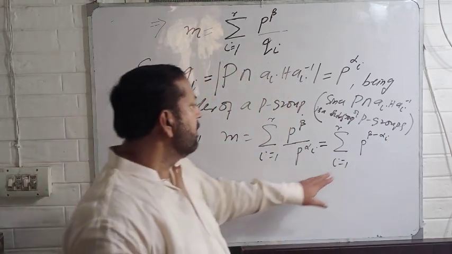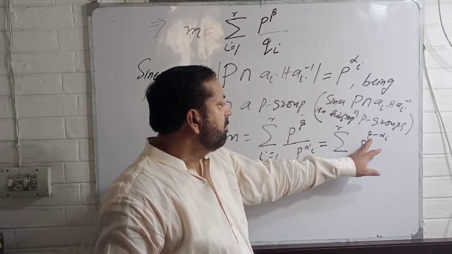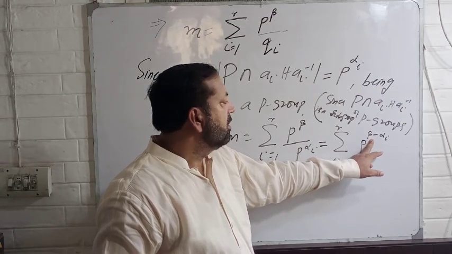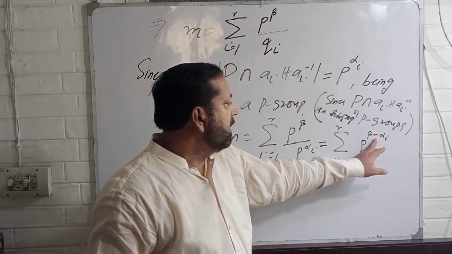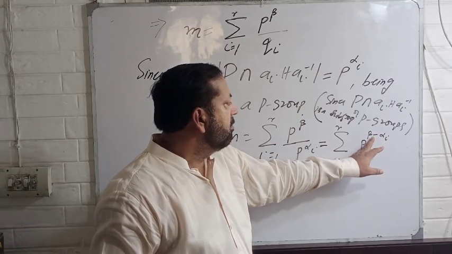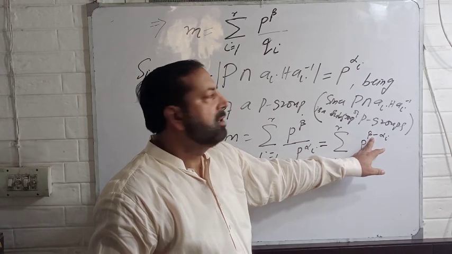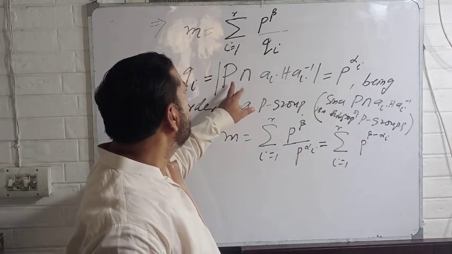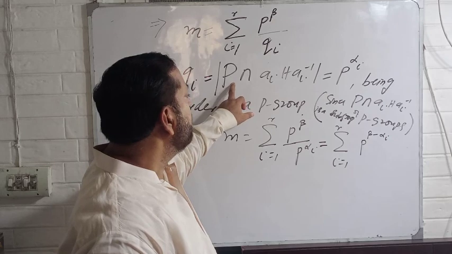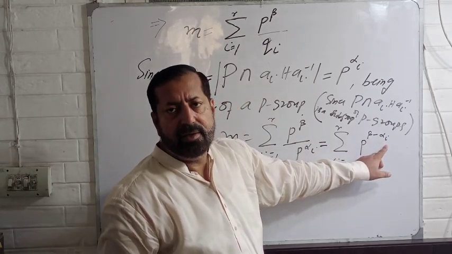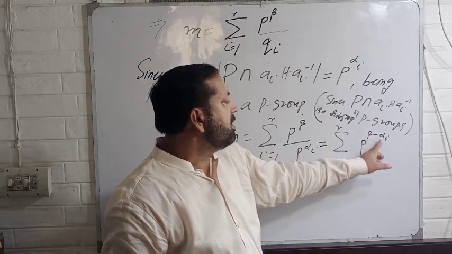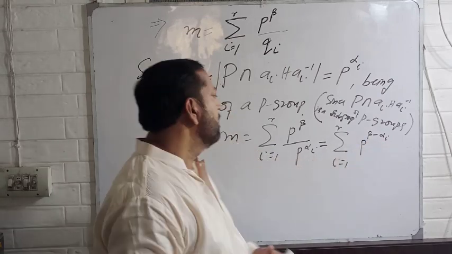Now that's why if beta is equal to alpha i, then the term is 1, right? Beta is of course the order of your P group, so it must be greater than or equal to alpha i. If beta is equal to alpha i, then this is 1.